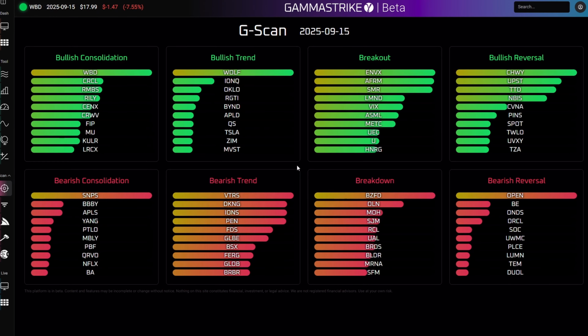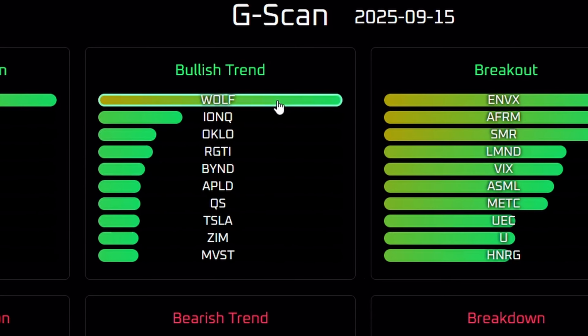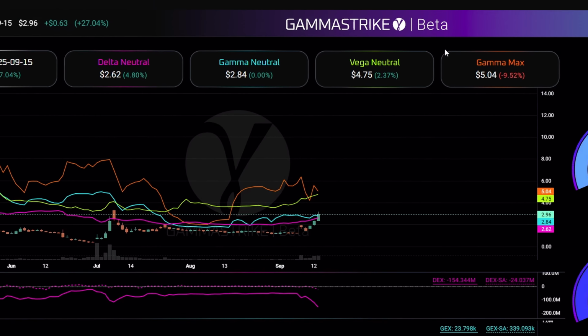Once you have found a ticker of interest, you can click on it directly in the G-scan page to pull up more information about it in our trader dashboard.